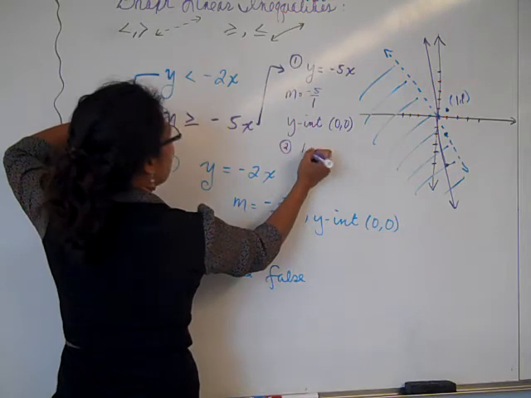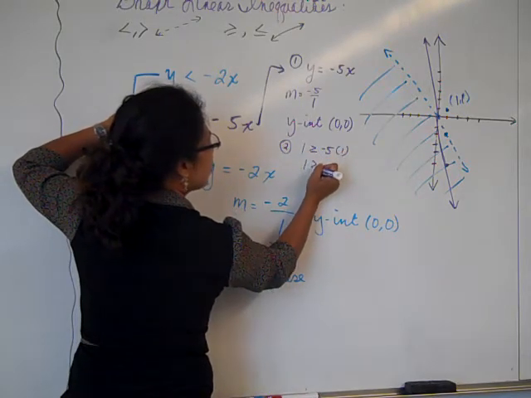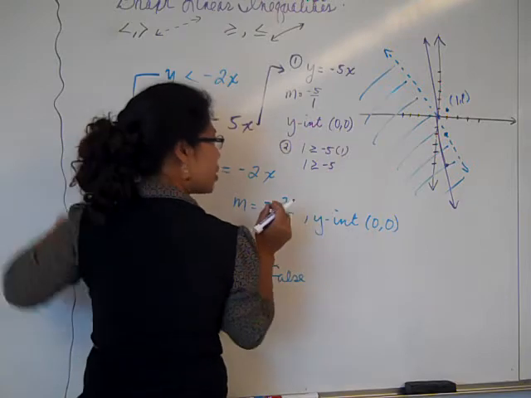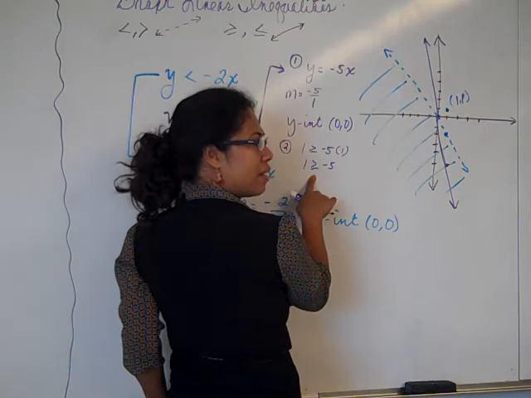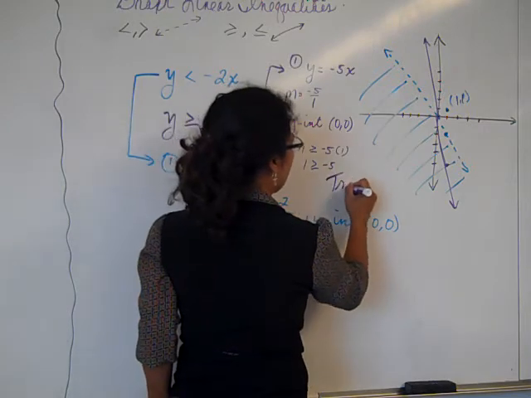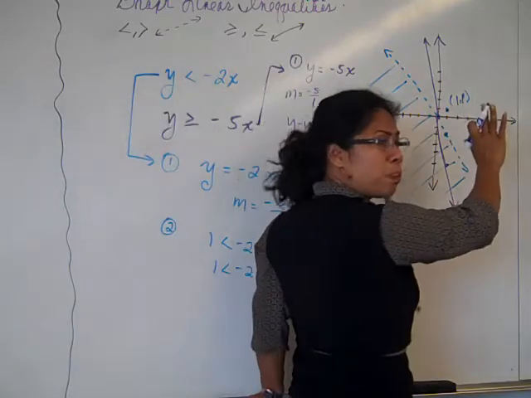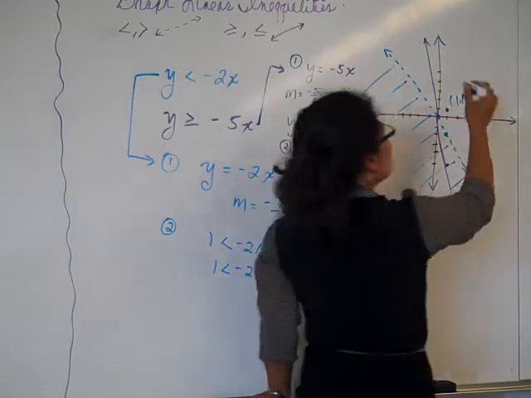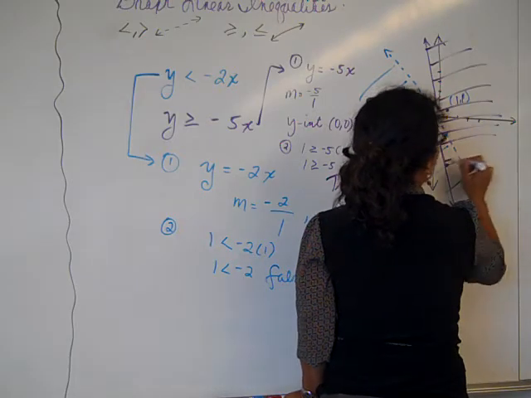So 1 greater than or equal to negative 5 times 1, which is negative 5. Is 1 greater than or equal to negative 5? Yes. Is that true? That's true. If that's true, then the side that you picked is a good side, right? So shade it. I hope you see the overlap.